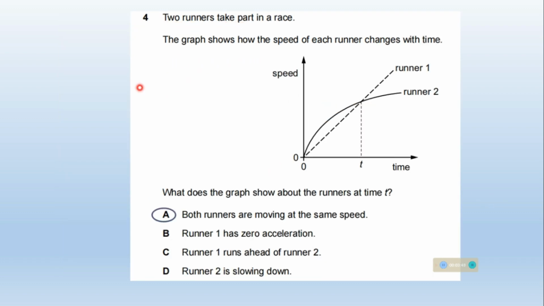Two runners take part in a race. The graph shows how the speed of each runner changes with time. What does the graph show about the runners at time t? So at time t, it's a graph between speed and time. At time t, you can see the speed of both runners is the same. So both runners are moving at the same speed. Option A is right.